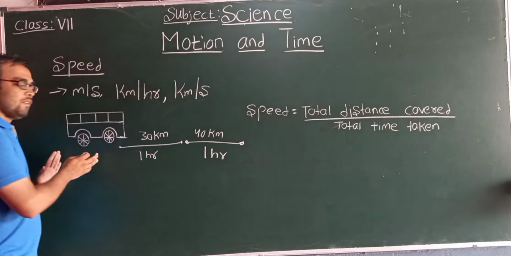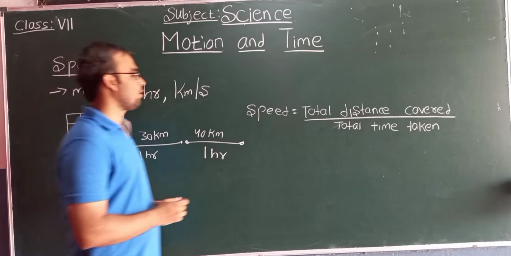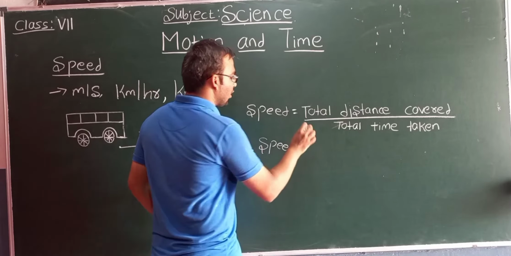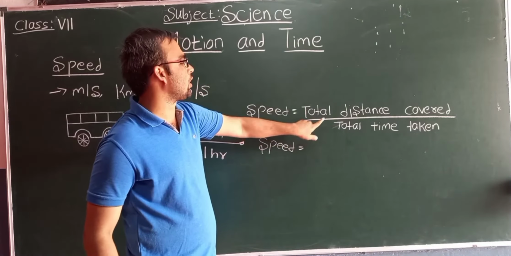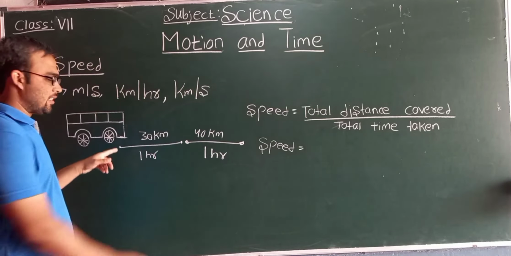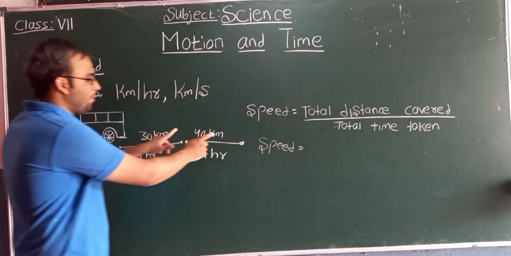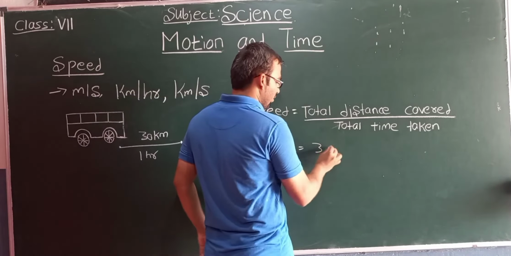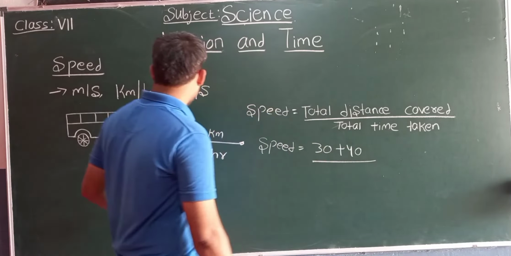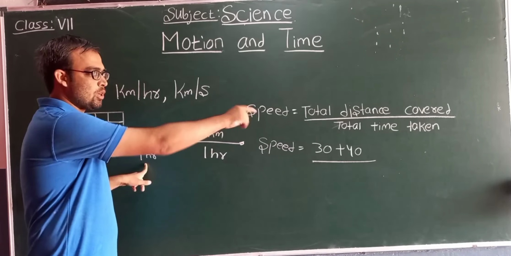Then how to find the speed of this bus? Look at here, what is speed? Total distance covered by total time taken. Here total distance is what? 30 km plus 40 kilometer. Okay, 30 plus 40, and total time taken, no.